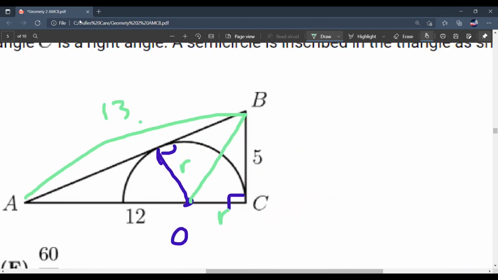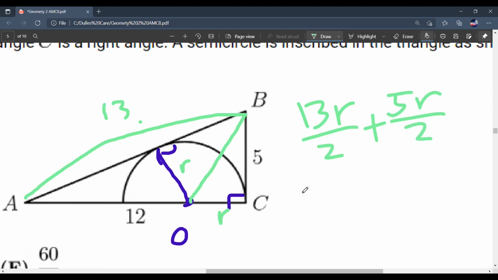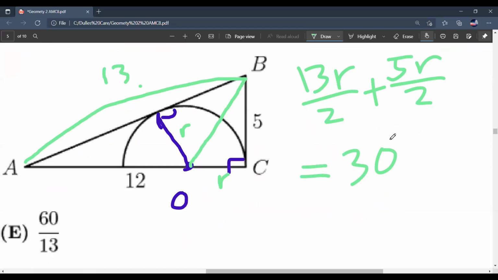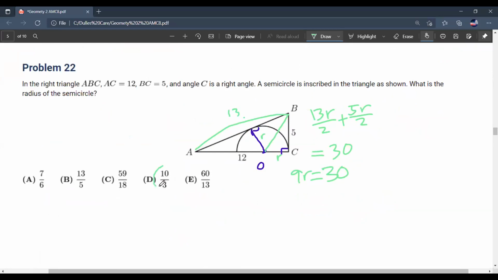So let's write the area of ABC in terms of r. Once again, we have 13r over 2 plus 5r over 2. This is equal to base times height over 2, 12 times 5 over 2, that's equal to 30. So we get 18r over 2, that's 9r equal to 30. So then we get that r is equal to 10 over 3. Does that make sense? Once again, we used an alternative method of finding the area of a triangle using radius r. We did a similar thing, albeit easier, a few problems ago.